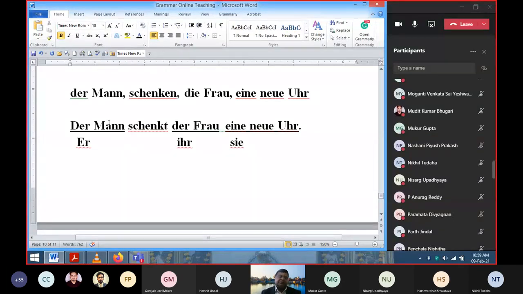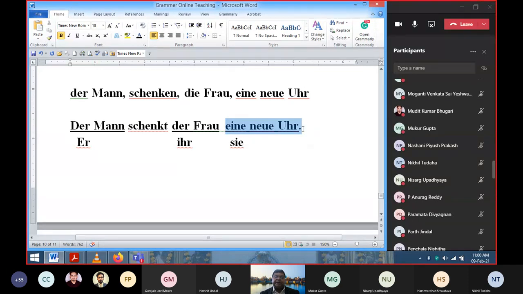Means you have replaced all the nouns by appropriate pronouns. So now it is becoming: he presents it to her. So er means he, ihr means to her. And then eine neue Uhr, because watch in English is a neuter gender, please remember, but in German it's feminine. So you have to use feminine pronoun only. Otherwise there will be grammatical mistake.